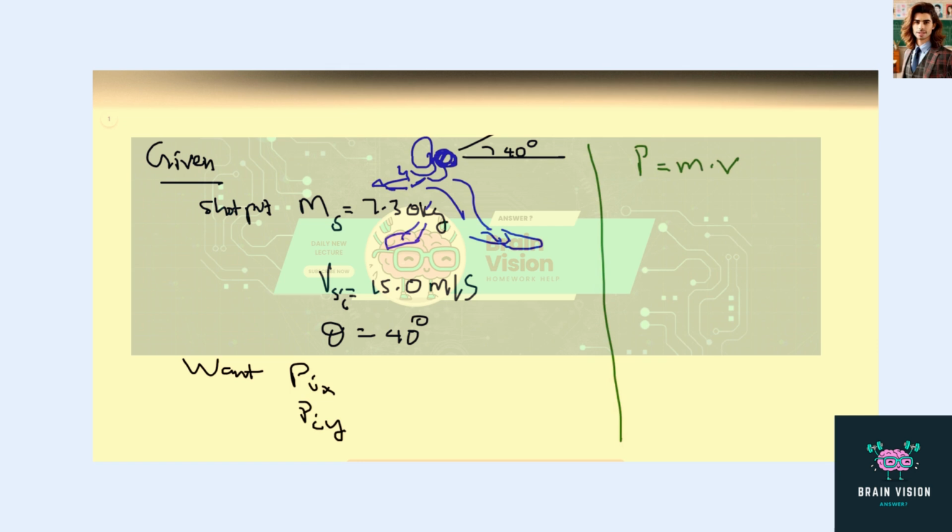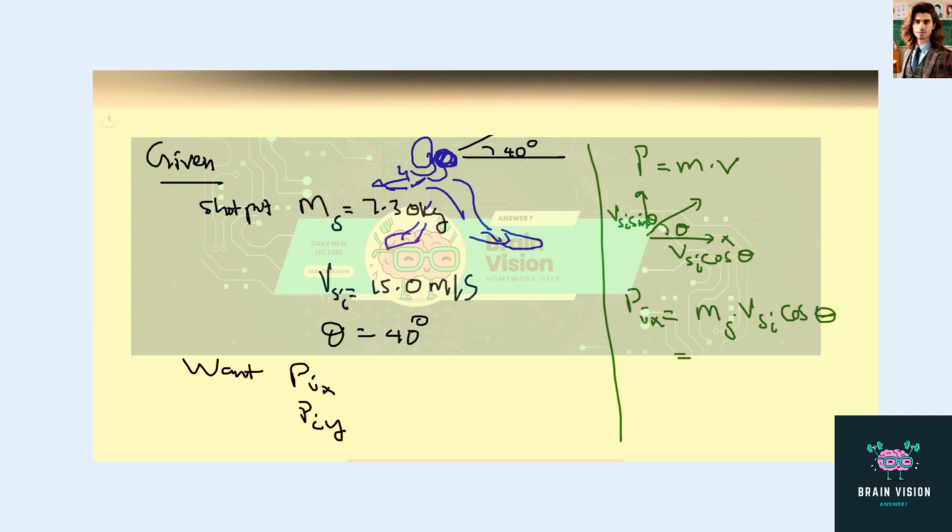So in the x direction, if you have an object going at an angle of theta, your velocity is Vs initial cosine of theta, and in the y direction you have Vs initial sine of theta. So the initial momentum in the x becomes the mass of the shot put times the velocity of the shot put in the x direction.